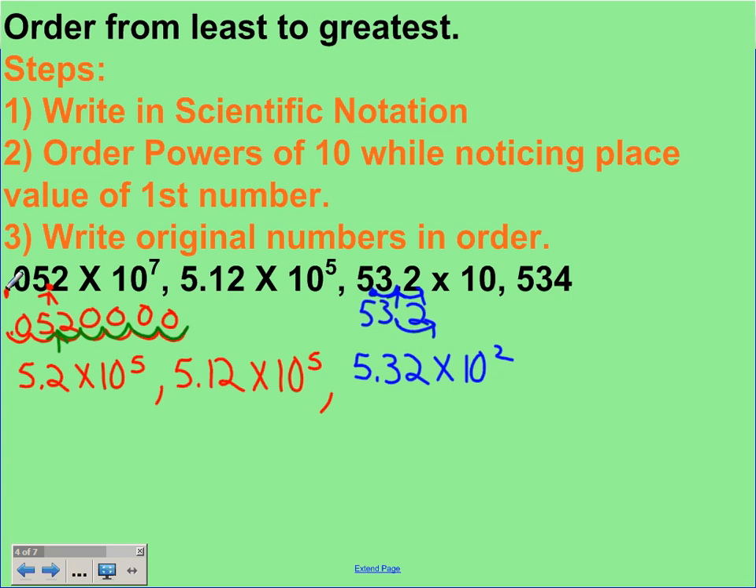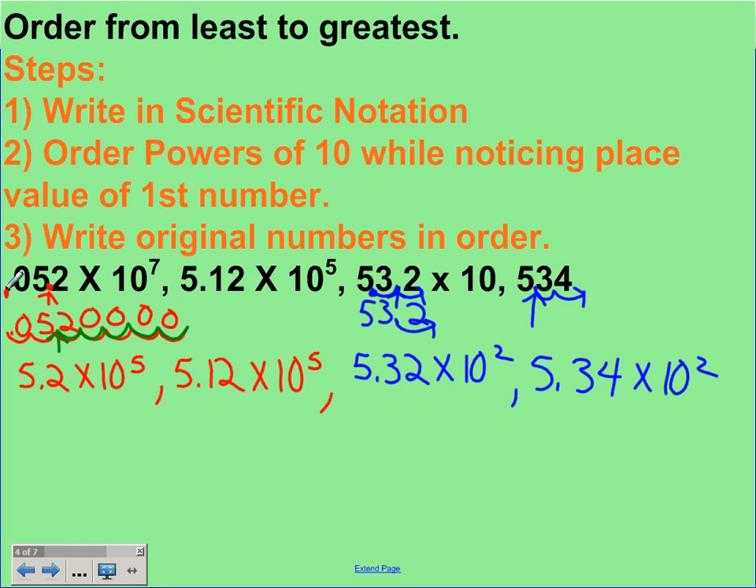To make the same value. And then the last one, the 534, is just going to be 5.34 times 10 to the second power. Put the decimal here, and then the exponent is 2 because I have to move it 2 places. Once I have the numbers listed in scientific notation, then it becomes very easy to order them.